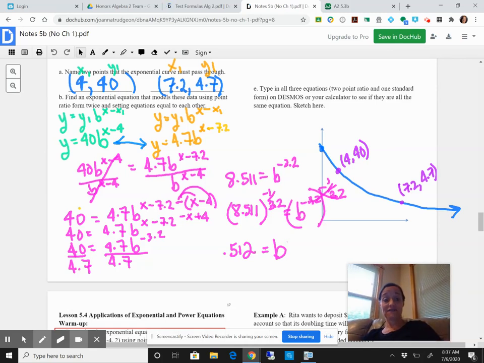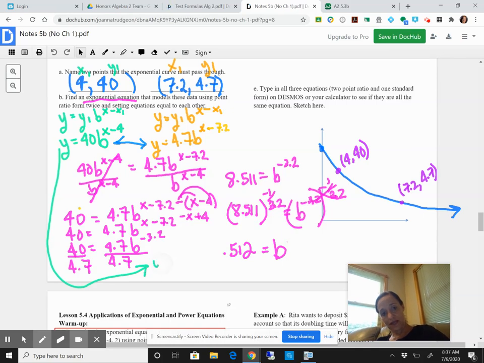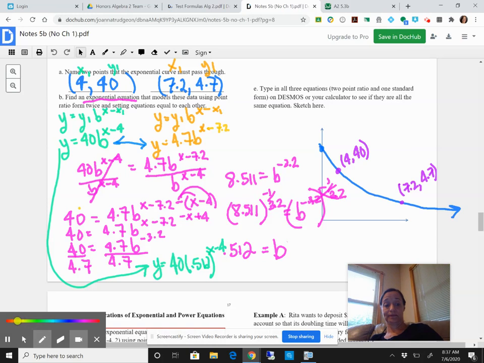Okay, so now that was b. That's what we found. That is not finding an exponential equation like it asked for. However, now that we have b, back up here at the beginning, we had this green equation and an orange equation. Either one of these works, okay? So if I want to do the green one, I could use this equation here, and I could write an equation y equals 40 times 0.512 to the x minus 4, okay? Or I could use this orange one, right? And that one would be, I'll write that down here.